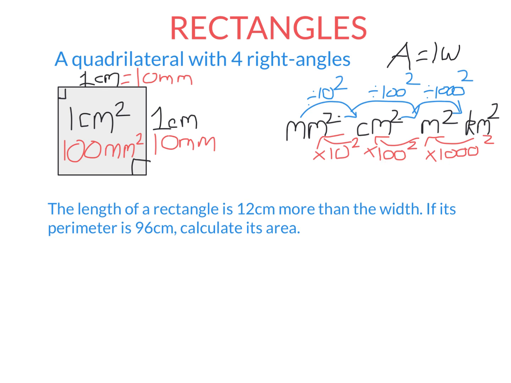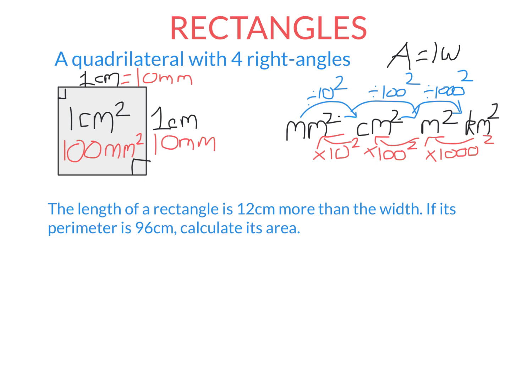And so here the rule is, if you are going from a smaller unit to a larger unit, you divide because there are fewer of the larger unit. And if you're going from a larger to a smaller unit, you times because there are more of the smaller unit. So this is basically what area is. It's how many of these squares can fit inside a 2D shape. So if a shape has an area of, for example, 50 centimeters squared, it means 50 of these 1 centimeter squared squares will fit inside the shape.